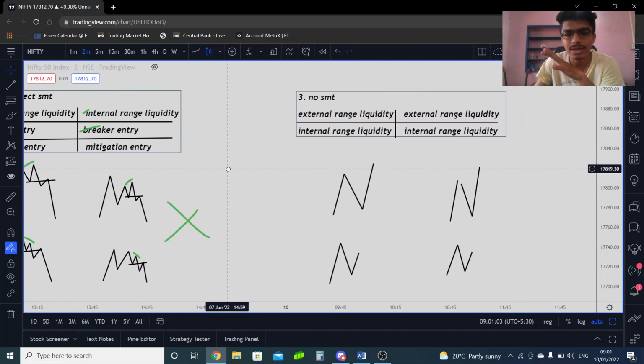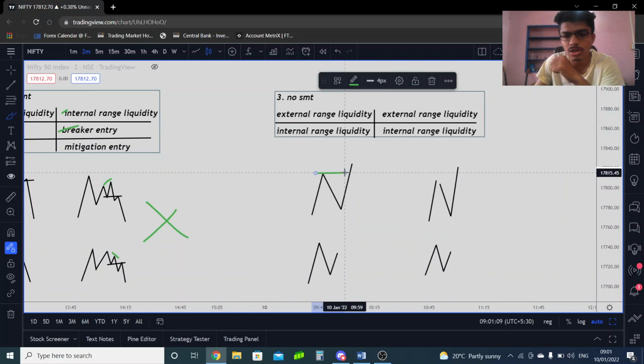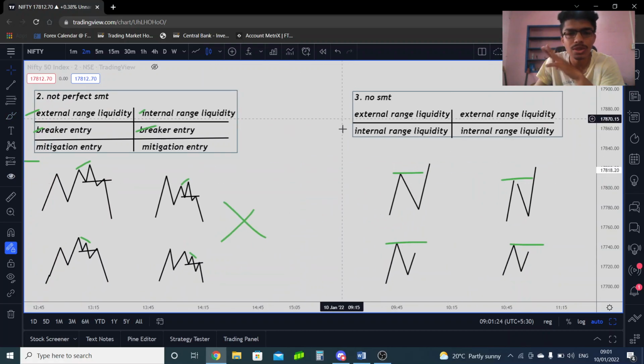So what's the third case scenario? Third case scenario is no SMT, where if one pair is taking external range liquidity, another pair is also taking external range liquidity, we don't look for SMTs. If one pair is taking internal range liquidity, another pair is taking internal range liquidity, we don't look for SMTs.